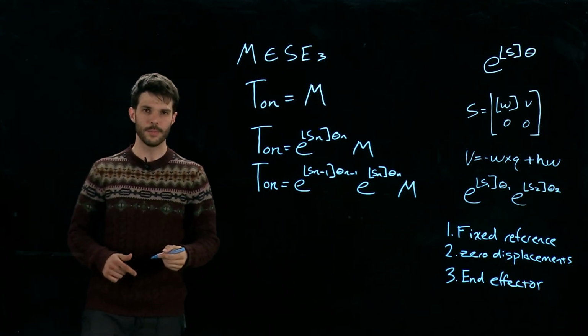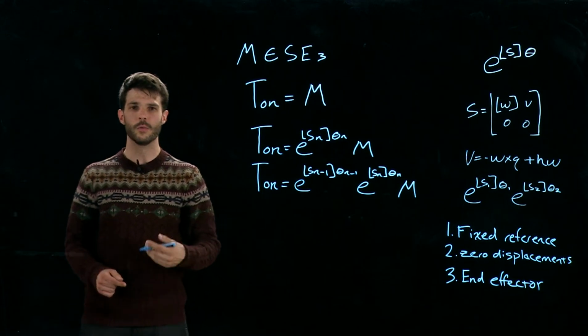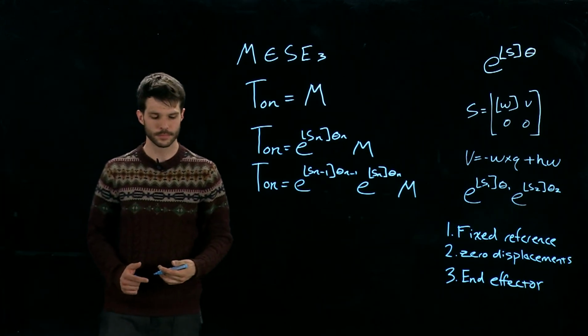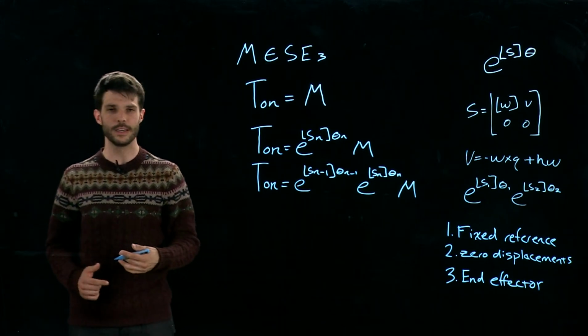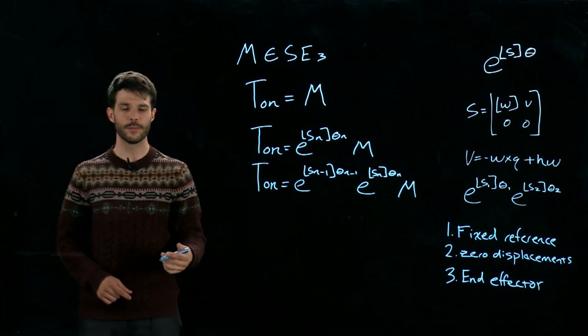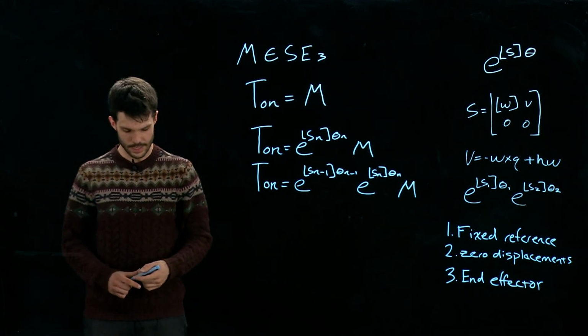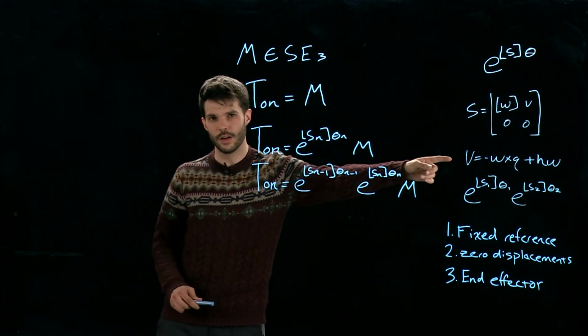But let's first think about why it's useful for us to use the product of exponentials formula when we're deriving forward kinematics. So first of all, the product of exponentials formula is very useful because we don't have to define fixed reference frames at each of the joints. Instead, we just need to know the axis of rotation of each joint.